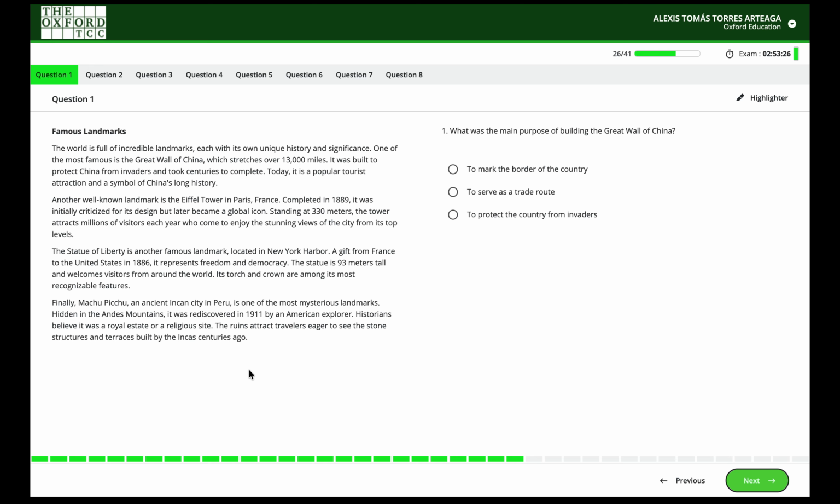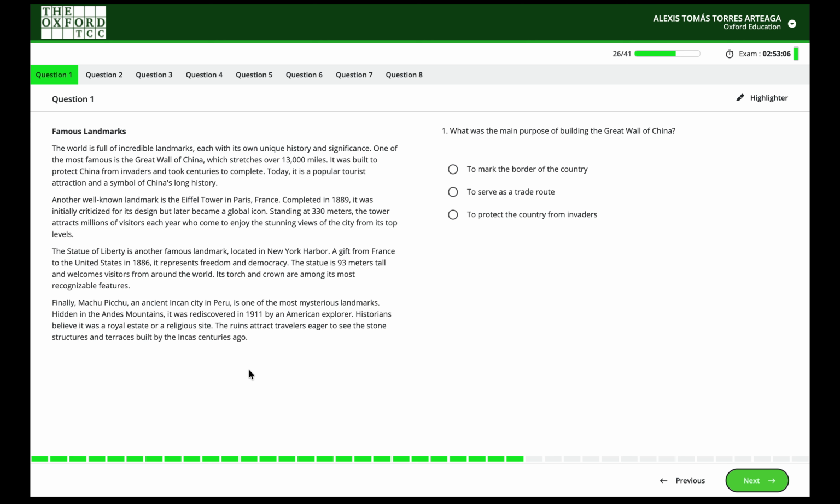Finally, Machu Picchu, an ancient Incan city in Peru, is one of the most mysterious landmarks. Hidden in the Andes Mountains, it was rediscovered in 1911 by an American explorer. Historians believe it was a royal estate or a religious site. The ruins attract travelers eager to see the stone structures and treasures built by the Incas centuries ago.